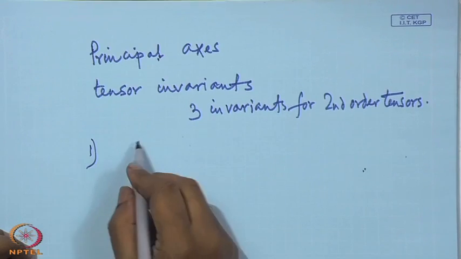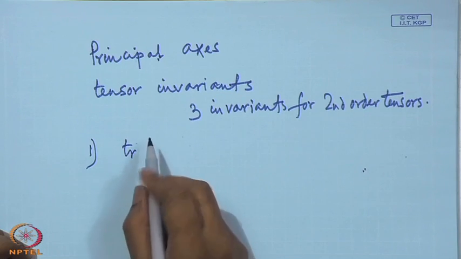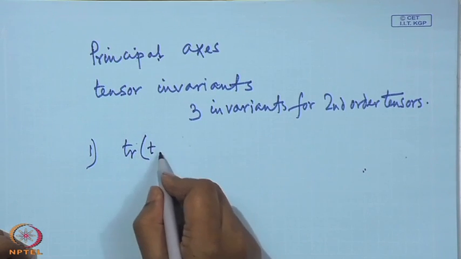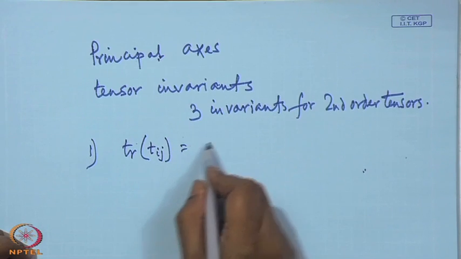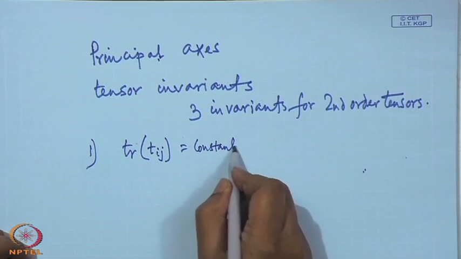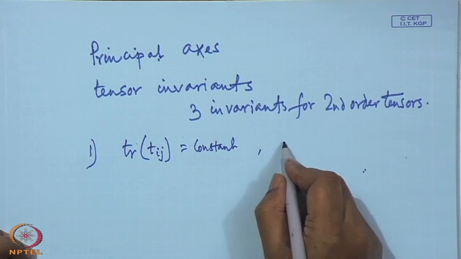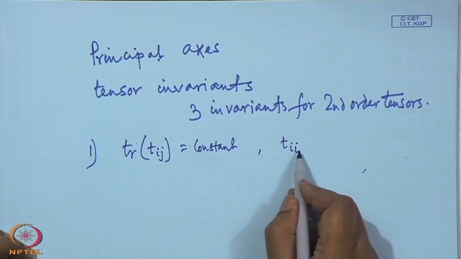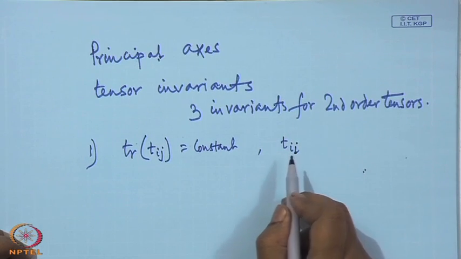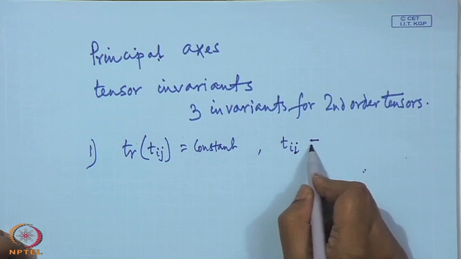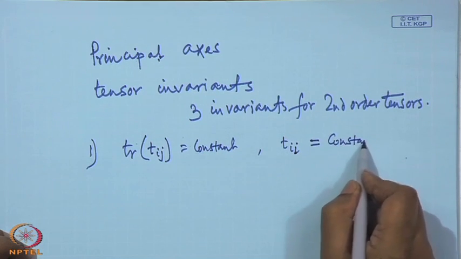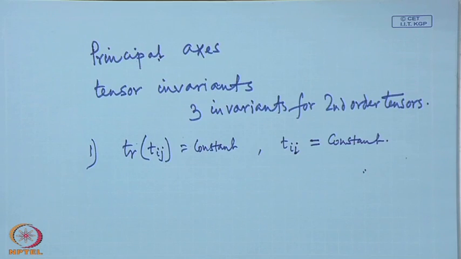That is, first is the trace, usually denoted by Tr. The trace of Tij is constant. The trace of Tij is what? Tii. When I write Tii, this index i is repeating, so it means T11 plus T22 plus T33. This is constant. T11, T22, T33, all three of them can change, but will change in such a way that the sum will remain constant.